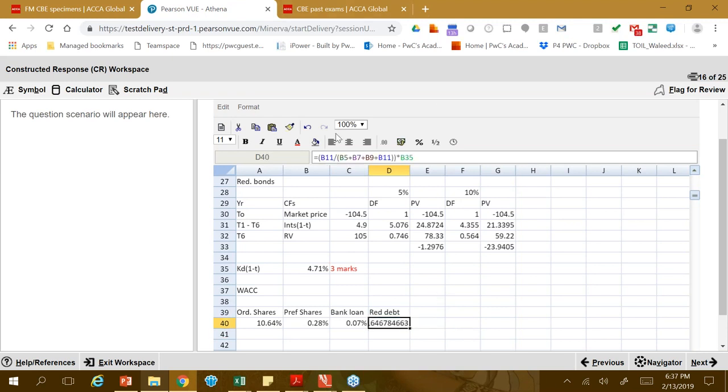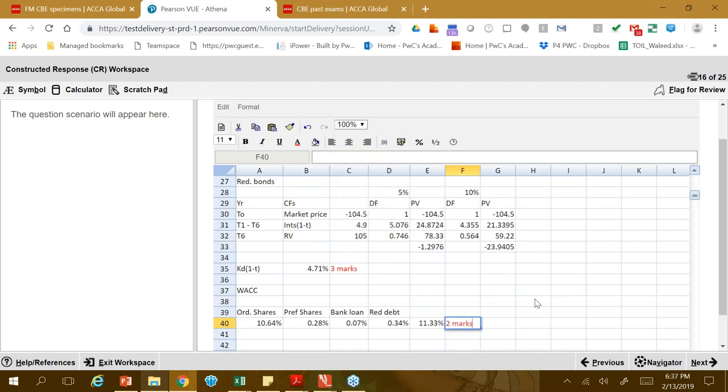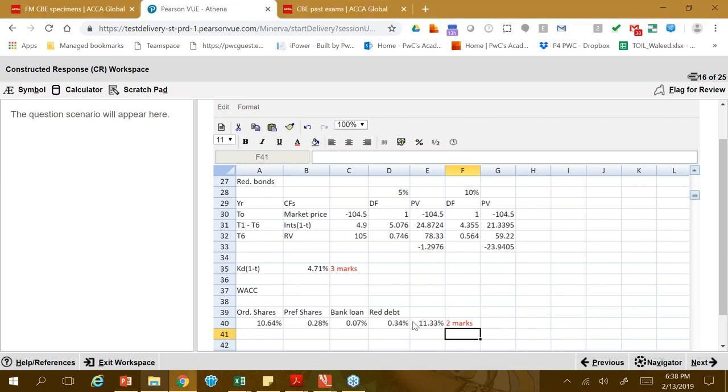Once I've got all these down, I'm going to add them together: A40 plus B40 plus C40 plus D40 is our WACC. And this is our final calculation here, giving us a WACC of 11.3%, and there were 2 marks for this. Once you are confident with this calculation, I don't have any problems if you'd like to merge some of these parts, but for simplicity reasons, I would break it down into 4 components and then show the calculation separately.